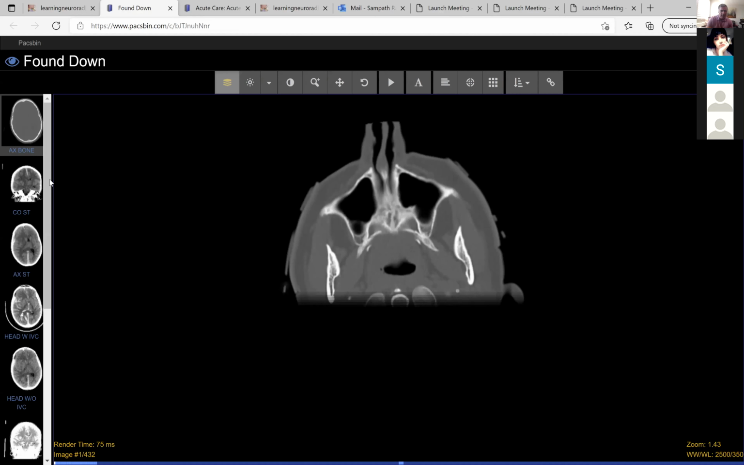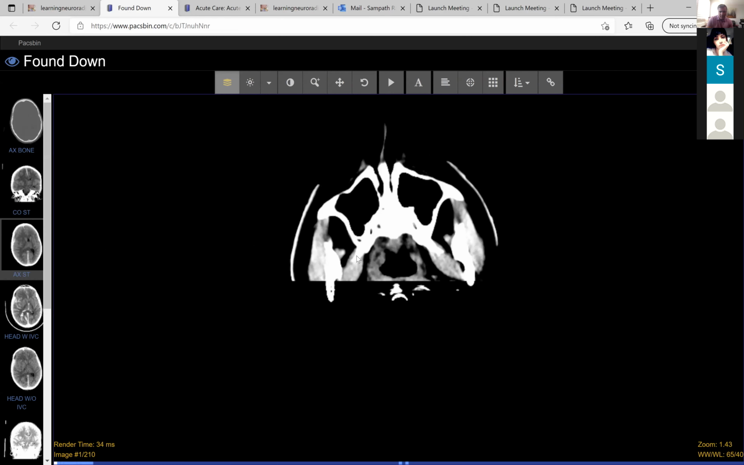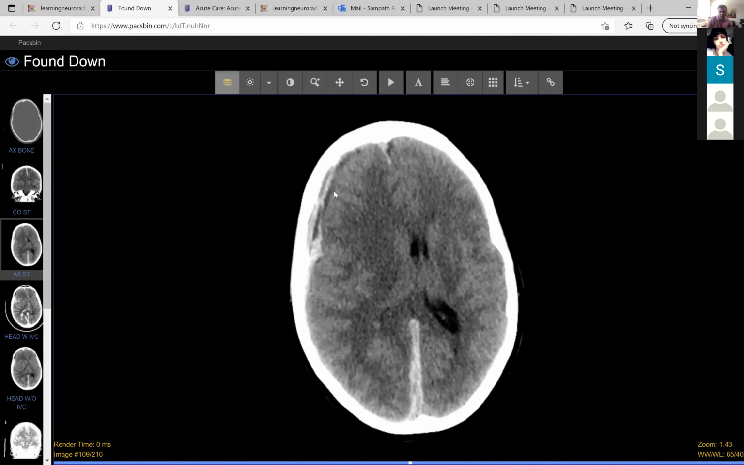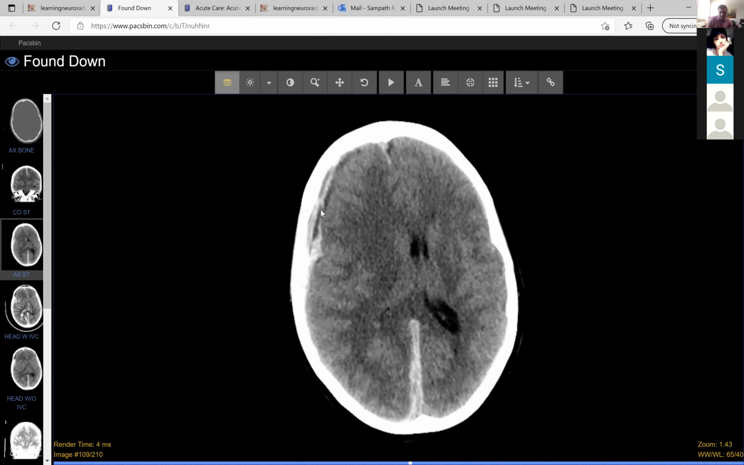And here is one more, found down unresponsive. This is actually a pretty good case. Let me show you this one here. Here we can find the same thing. As you can see, this patient has a pretty significant subdural hemorrhage. This is hyperdense fluid. Like I pointed out before, there are some low attenuation areas here, basically hypodense areas.